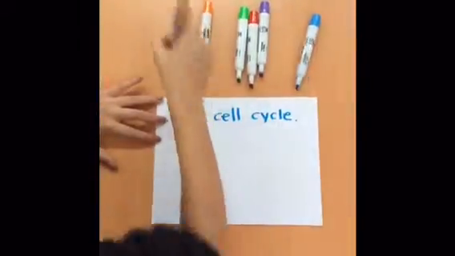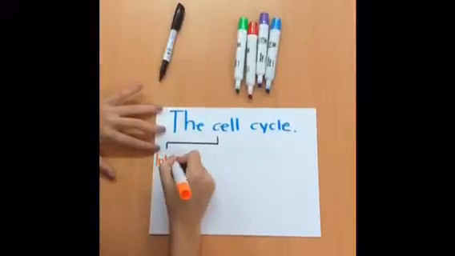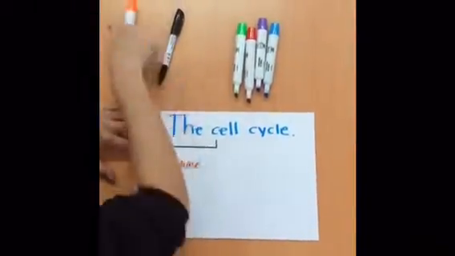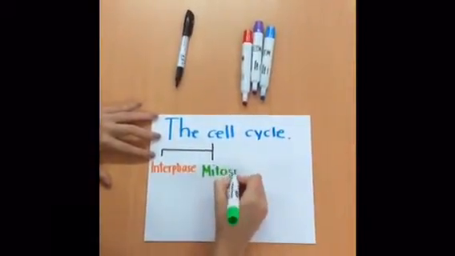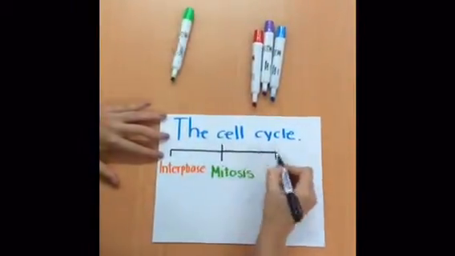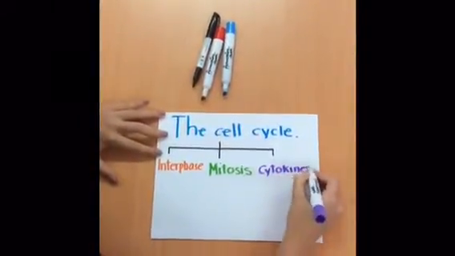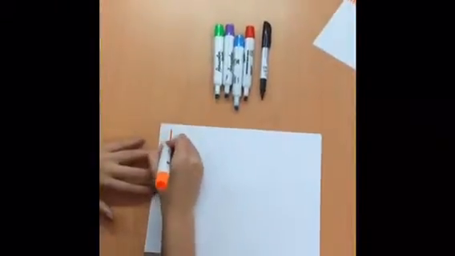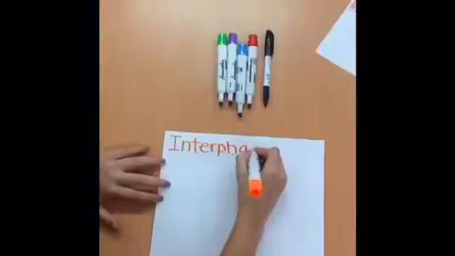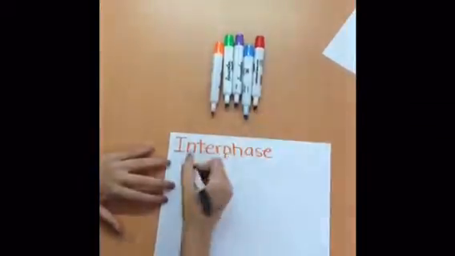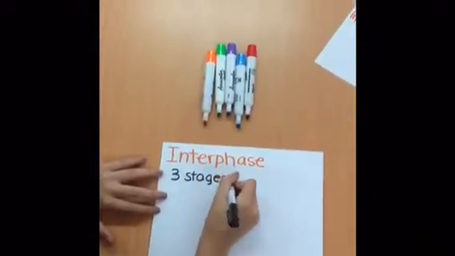The cell cycle is a cycle of growing and dividing, which is divided into three stages. The three stages start with interphase, then mitosis, and finally cytokinesis. The first stage is interphase. It is a stage during which the cell grows, carries out cellular functions, and replicates or makes copies of its DNA.